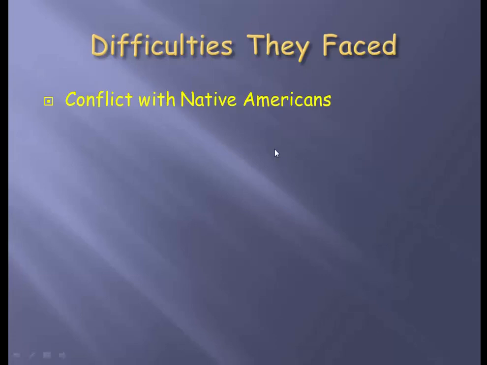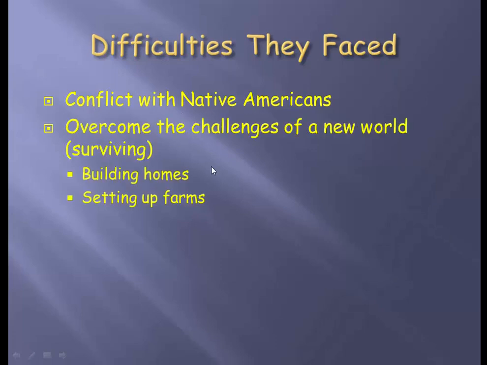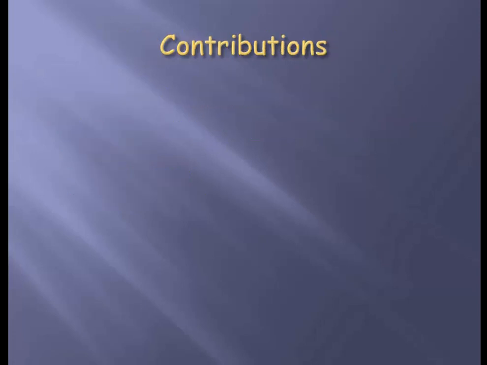When these immigrants got here, there were certain difficulties. Number one, conflict with Native Americans, because the white people kept taking more land, and Native Americans weren't happy about that. The other challenges are just basic survival stuff. You had to overcome the challenges of living in a new place. You had to build homes, set up farms. Sometimes the land wasn't great. Sometimes the winters were ruthless. You had to do those things in order to survive. And obviously, the death tolls were pretty high in the beginning.